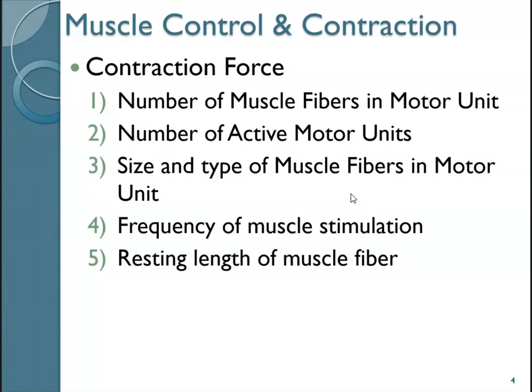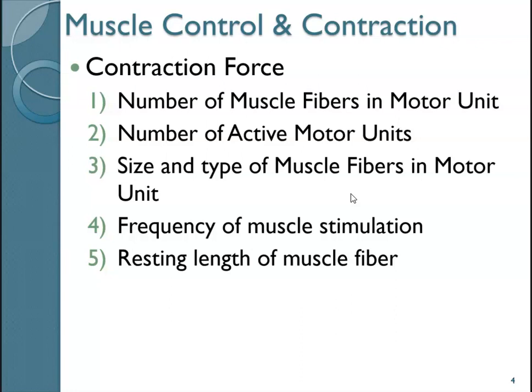So how can we change contraction force? If we increase the number of muscle fibers in a motor unit, or we choose a motor unit with larger, or more numerous, muscle fibers, we will increase force. Then by increasing the number of active motor units, we send impulses in multiple motor neurons. Whichever muscle fibers they innervate will all be contracting at the same time.